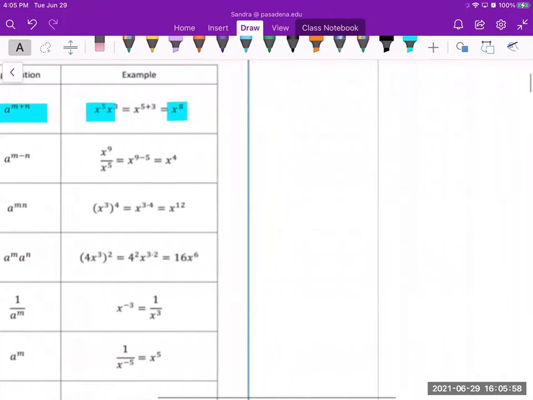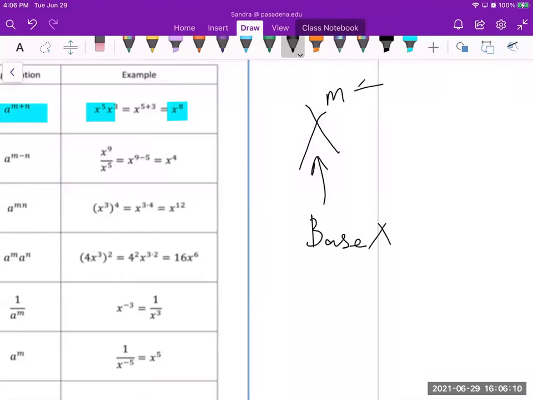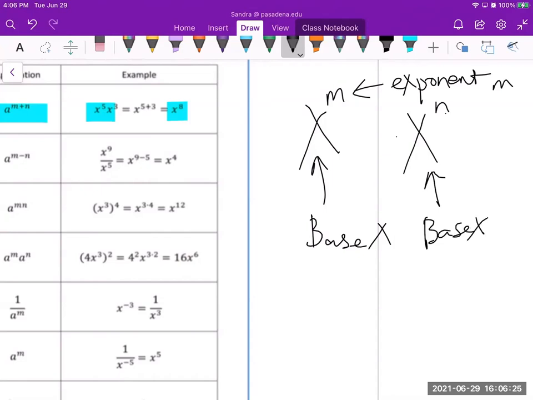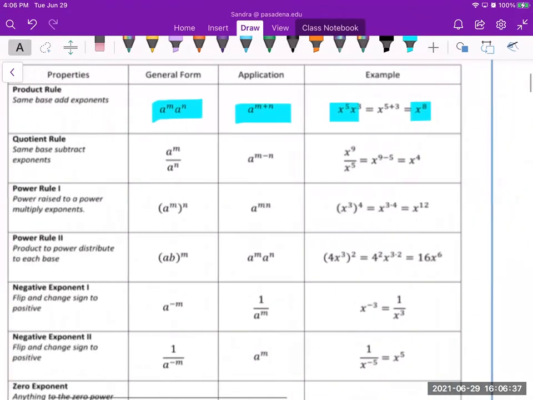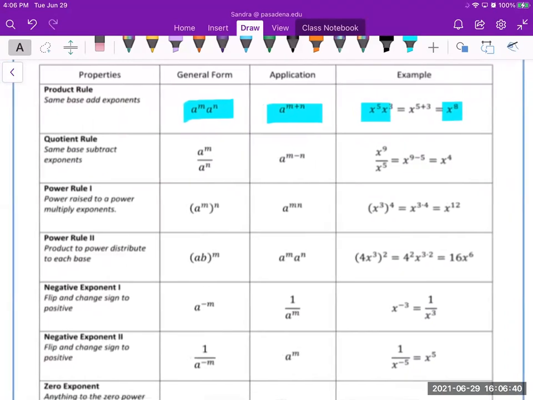In case I forgot to mention, this is considered to be, for example, the base here. The base is x, and that's the exponent. So then you know what we're talking about. The exponent is m. And if I give you another one, then this is the base. The base here again is x. But in this case, the exponent is n. If they have the same base and you're multiplying them together, you can add the exponents. That was property number 1. That's called the product rule.